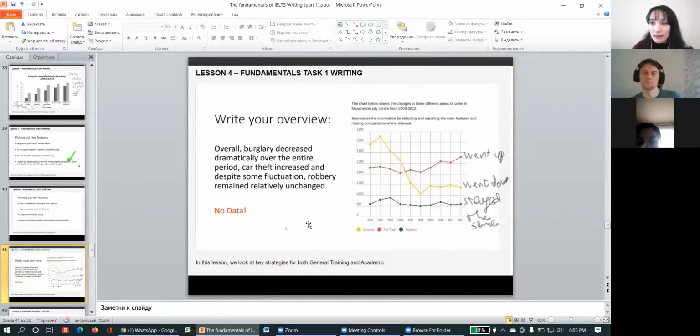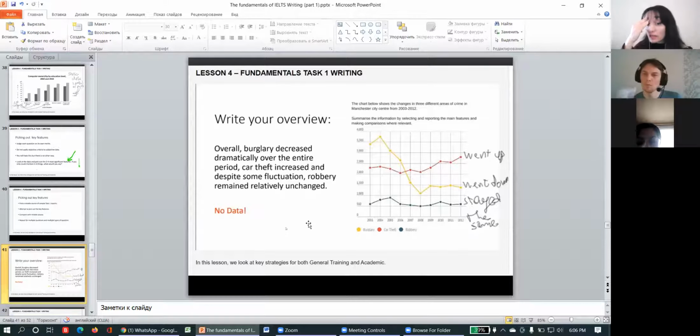Let us bring an example of a real overview. So the same overview. The first thing you have to pay attention to is that in the overview part, you don't need to give details. You have to speak about the main features. What you see in these 3 lines.